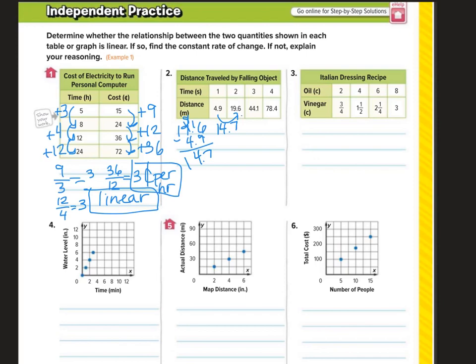And then from 19.6 to 44.1, let's find the difference. 44.1 minus 19.6. So 11 minus 6 is 5. 13 minus 9 is 4. And 3 minus 1 is 2. So it's 24.5. And if this is increasing by 1 each time, then the constant rate of change doesn't match. So it is not linear.